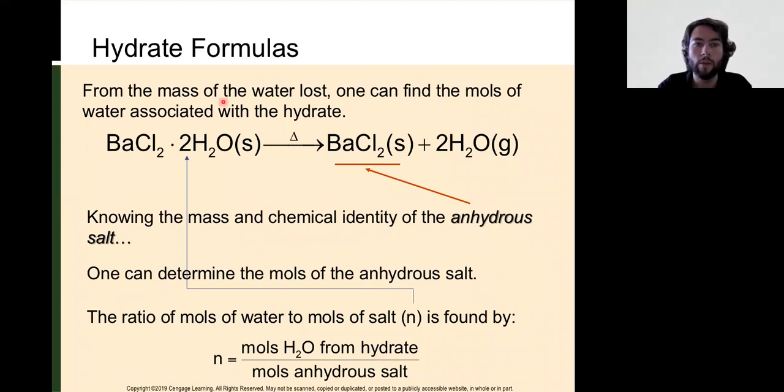So here, from the mass of the water lost, one can find the moles of water associated with the hydrate. Here we have barium chloride, here we have some water, and here we have the heating, which will liberate the water vapor, and then we'll be left with the anhydrous salt. Knowing the mass and the chemical identity of the anhydrous salt, one can determine the moles of the anhydrous salt. So the ratio of moles of water to moles of salt, n, is found by this equation, where n is equal to the moles of water from the hydrate over the moles of the anhydrous salt.